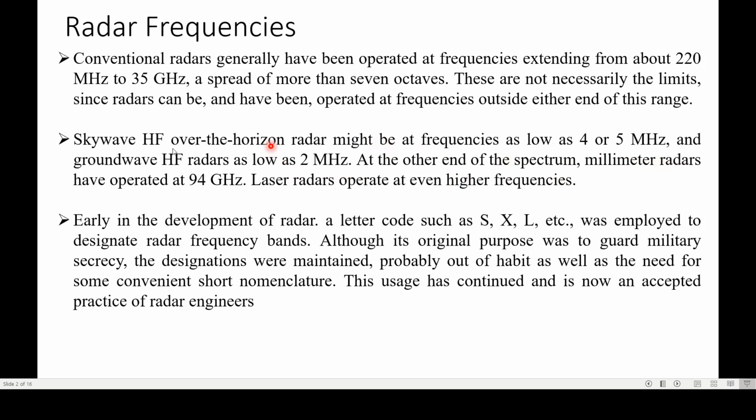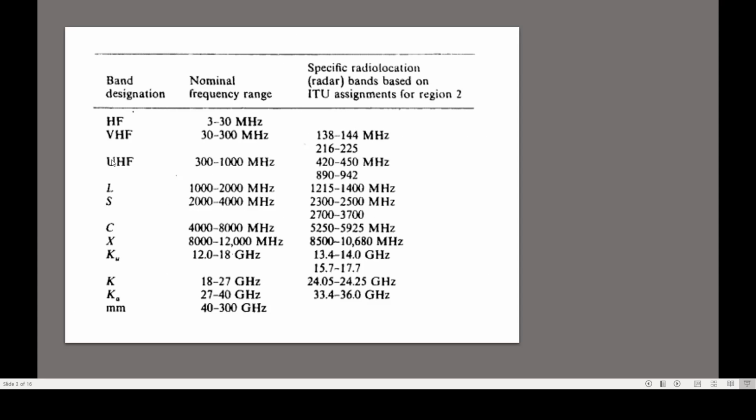Then a skywave high frequency over the horizon radar might be at a frequency as low as 5 megahertz, and ground wave high frequency radar as low as 2 megahertz. Then there are some codes in military application for the different frequency bands like S, X, L, and so on, employed to designate radar frequency bands. So these are the band designation and its corresponding nominal frequency ranges. Please go through this slide to get an overall idea regarding the frequency range corresponding to a particular band designation.